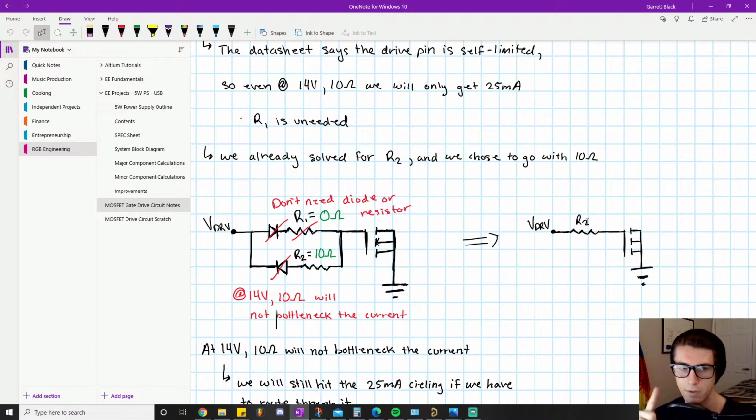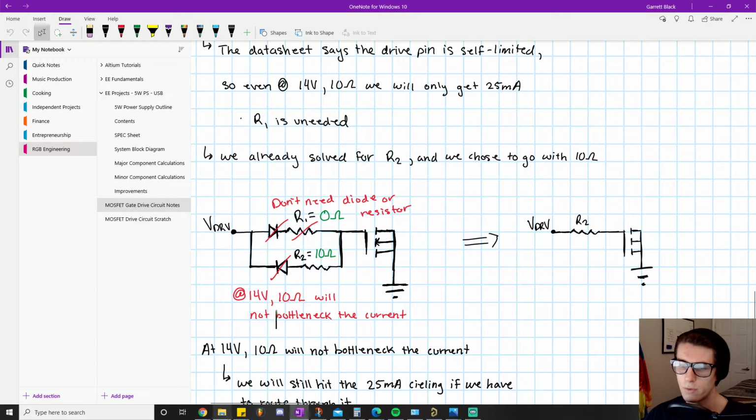The IC, our driver, has a self-limiting feature, so we don't even need a current limiting resistor for the on side. And then two, the value of the resistor that we need to properly dampen will not affect the current carrying capacity of our driver.